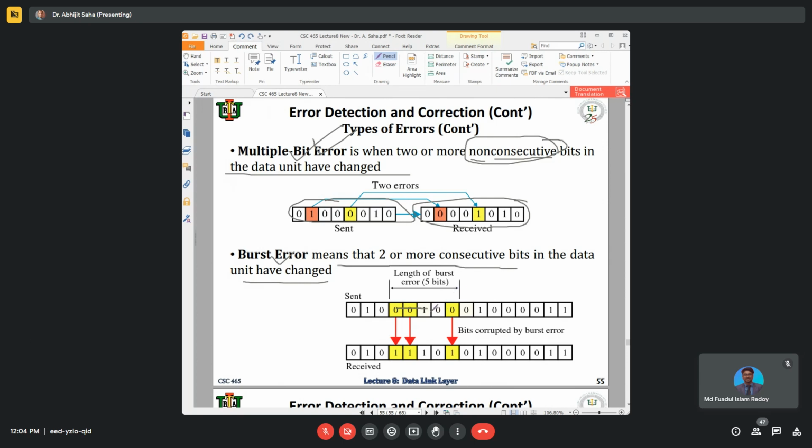Yes, it can be. Consecutive bits means they are in a continuous fashion. Here it is showing two bits that are consecutive. It can be three bits consecutive, for example, or four bits consecutive. If they are changing, this is also called a burst error. Understand? Yes, sir. Okay.